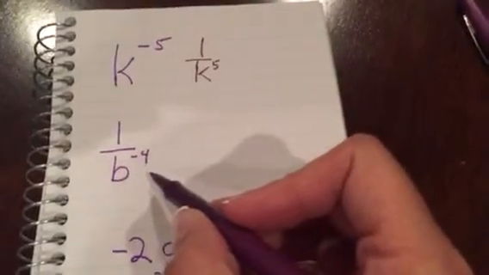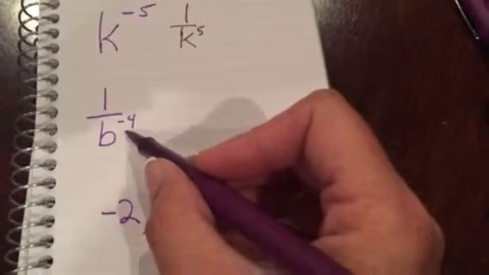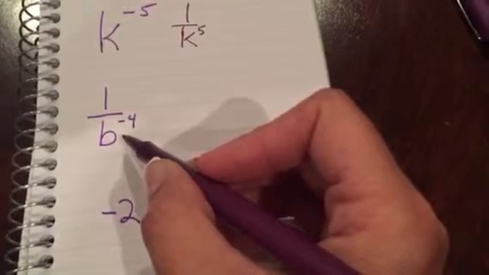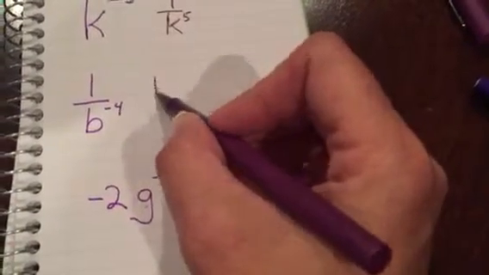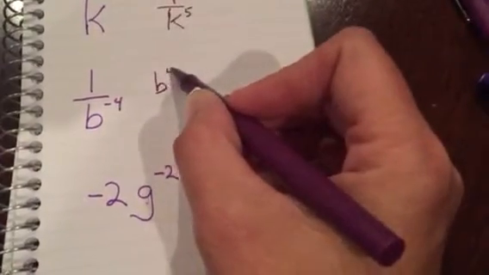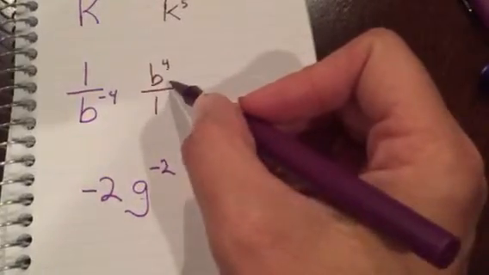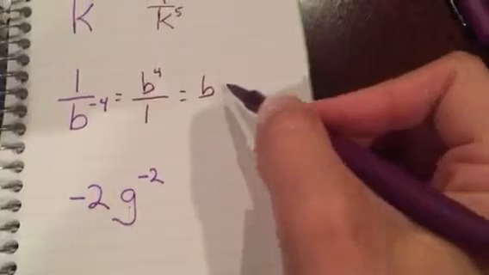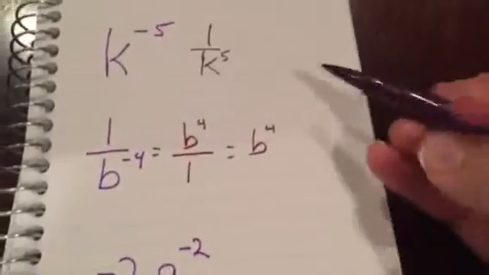And then we also know that in the case where the negative exponent is in the denominator, we have to take the inverse again and have b to the 4 over 1, which is equal to b to the 4, but you don't have to have the 1 under it.